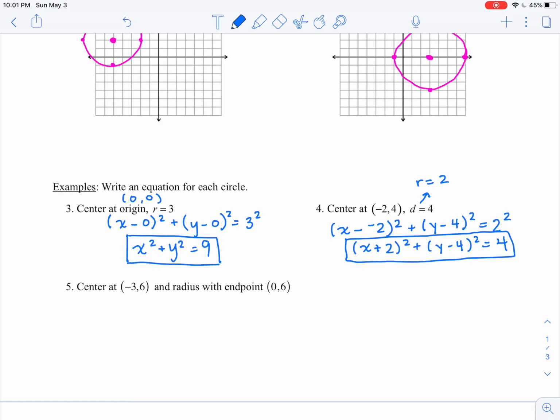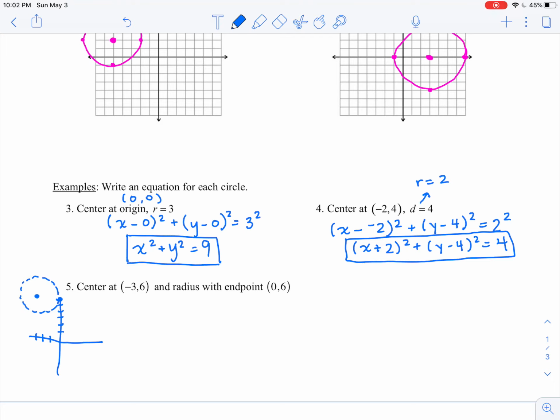Okay, question number 5. Find the equation of a circle if it centers at -3, 6, and the radius has another endpoint at 0, 6. So in this question, just a rough graph centered at -3, +6. Here's the center of the circle, and one radius has an endpoint at 0, 6. So the circle is going to look approximately like this.